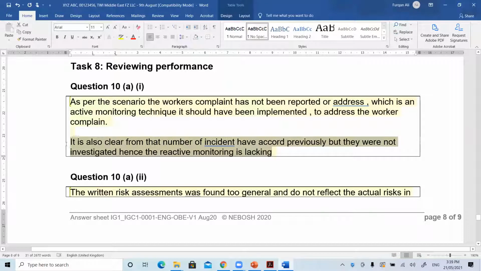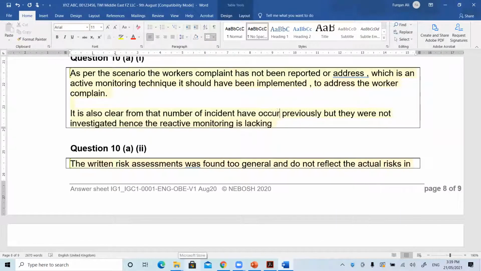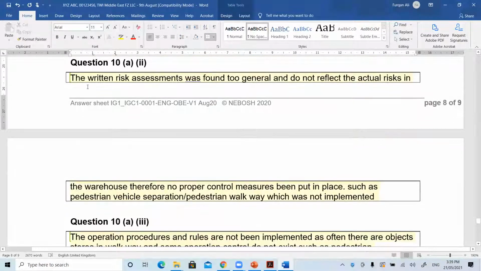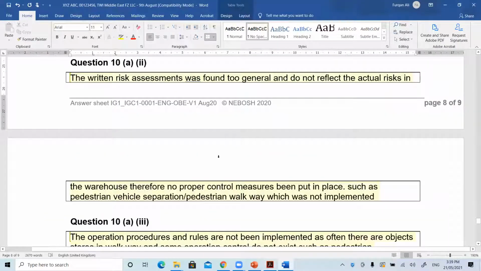And one reactive monitoring point, which is acceptable. Again, it should have been answered in a slightly better way, but it is acceptable. Okay, next is the risk assessment. Adequacy of current risk assessment. Are the current risk assessments adequate?